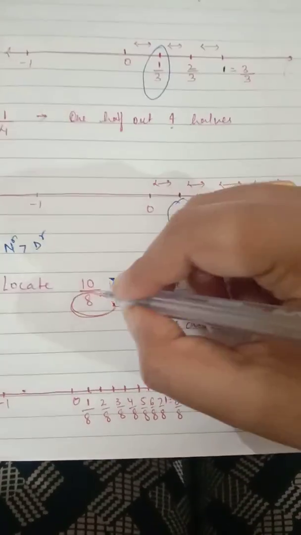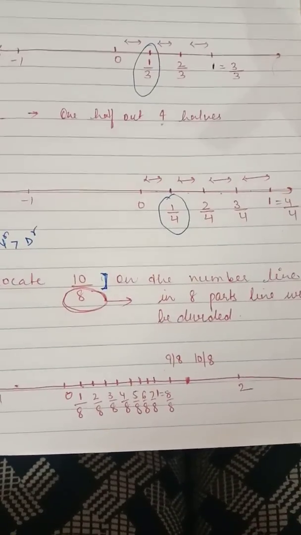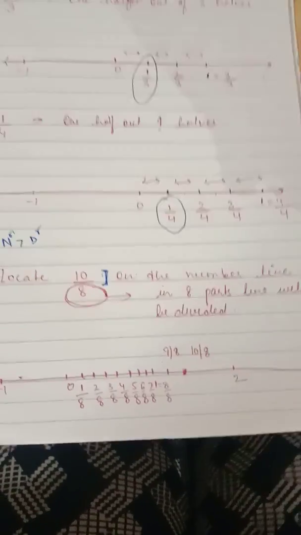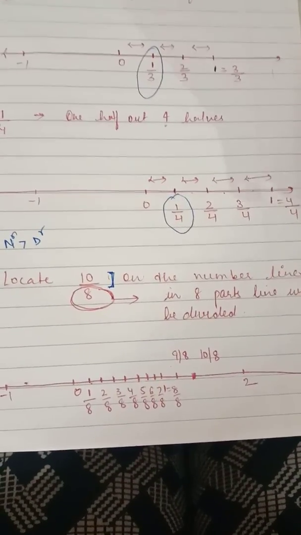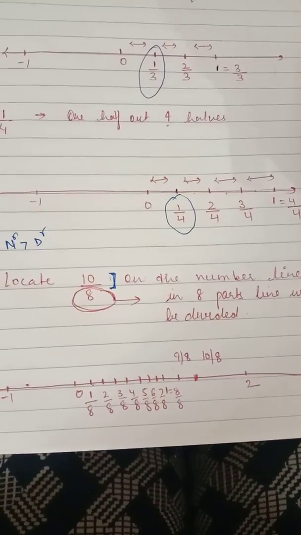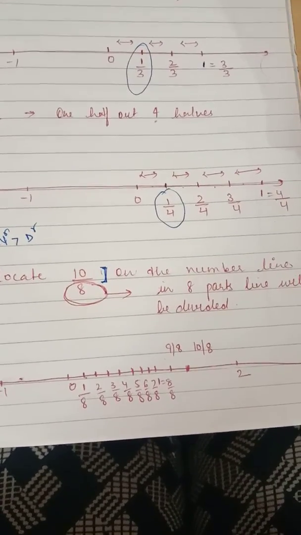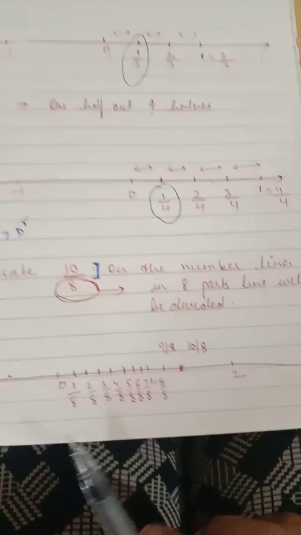So the meaning of 10 by 8 is that in 8 parts we have to divide a line. First of all, ठीक है, क्योंकि हम सबसे पहले कहाँ से start करेंगे? We will start from our denominator. So out of 8 parts, 10 नहीं, अभी हम सबसे पहले क्या करेंगे? हम सबसे पहले we will divide our line in 8 parts.